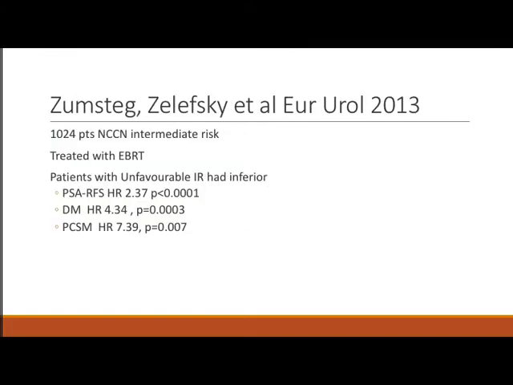This originally came from Zubsteg and Zalewski's work, European Urology 2013, where they looked at 1,000 patients in intermediate risk treated with external beam, and they found that those with unfavourable intermediate risk, as just defined, had much poorer rates of PSA recurrence-free survival, distant metastasis, and prostate cancer-specific mortality.